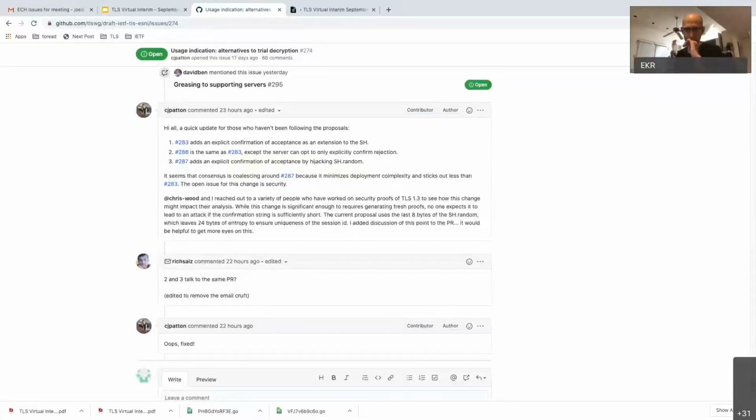By the way, I think we know what the properties of the thing that needs to go in the server hello random are, and we can shed on the details later on potential optimizations.